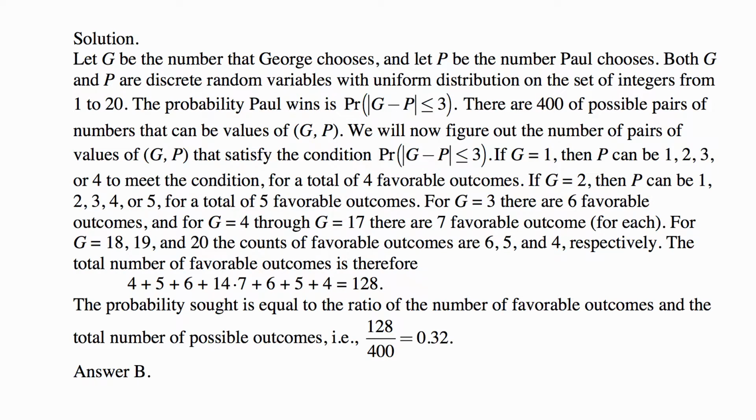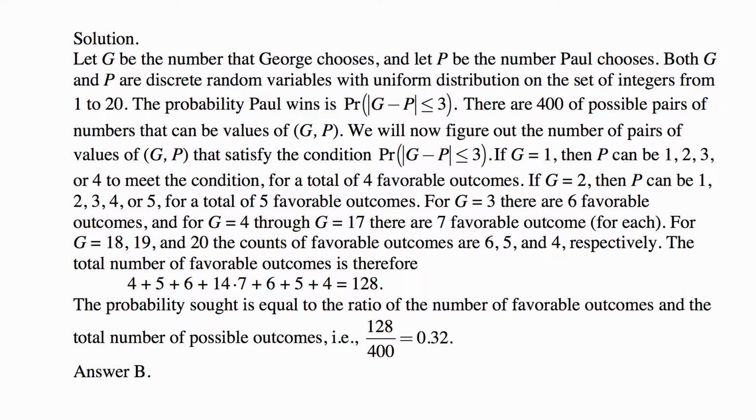And here is the solution. Let G be the number that George chooses and let P be the number Paul chooses. Both G and P are discrete random variables with uniform distribution on the set of integers from 1 to 20. So 1, 2, 3, 4, 5, 6, 7, 8, 9, 10, 11, 12, 13, 14, 15, 16, 17, 18, 19, and 20. The probability that Paul wins is the probability that the absolute value of the difference G minus P is less than or equal to 3. And there are 400 possible pairs of numbers that can be values of G and P, the random vector (G, P).